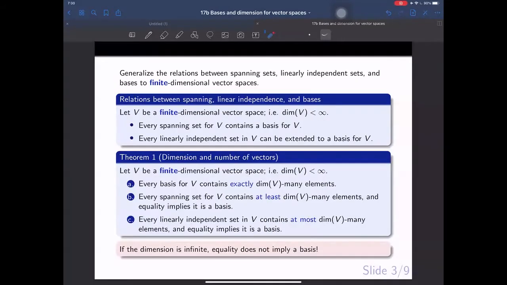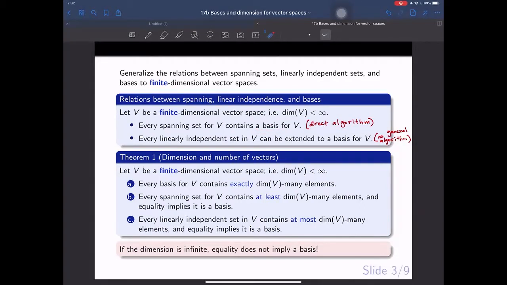We have talked before about the relations between spanning sets, linearly independent sets, and bases for Rn. Now we will generalize these relations to finite dimensional vector spaces. Suppose I have a vector space V which has a finite dimension. If I have a spanning set for V, then I can make a basis out of the spanning set by possibly removing some elements. This is the same situation that we had before with vectors. We learned an algorithm to find this basis, and this also works in general.